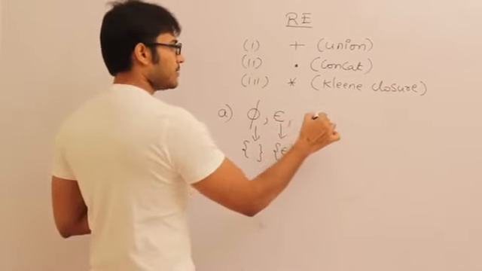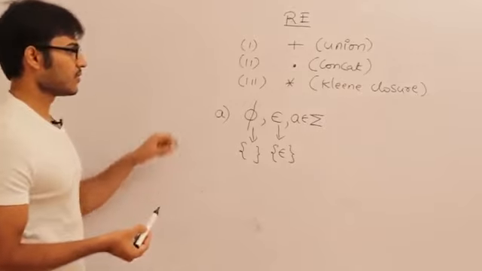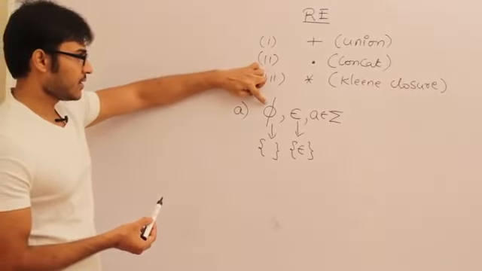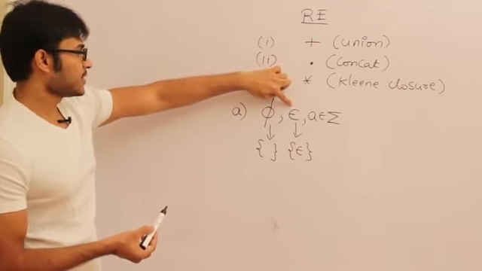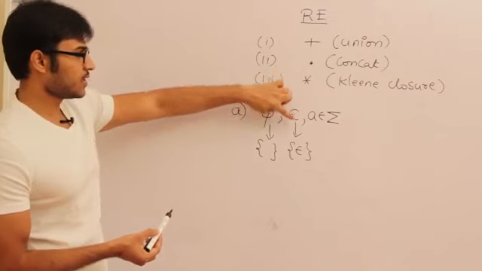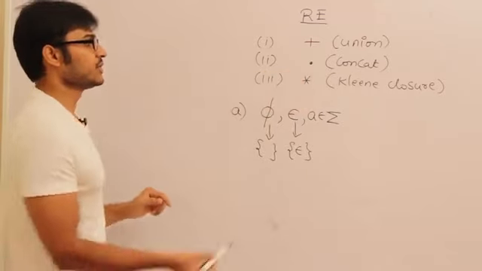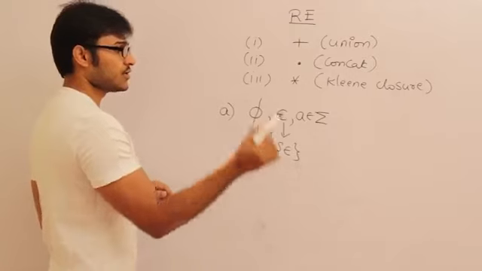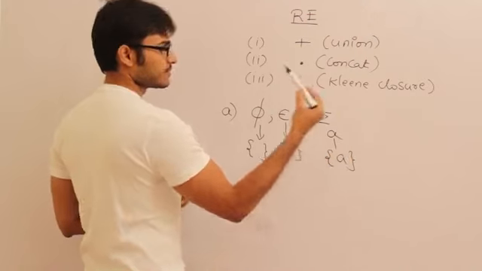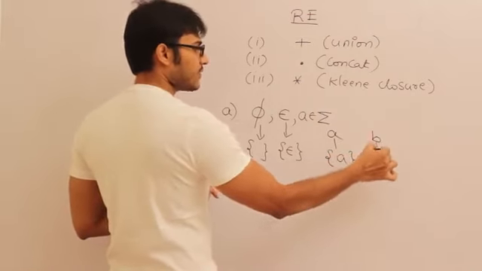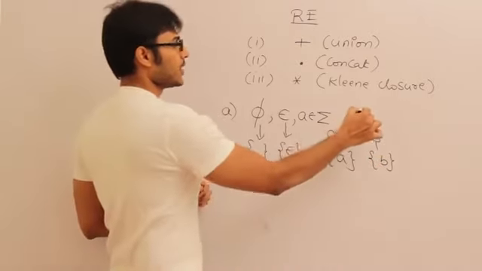and sigma. Any a which belongs to sigma is also a regular expression. So understand this: I can write phi as the regular expression, and it represents the language empty set. I can write epsilon as the regular expression, and it represents the language containing only epsilon. Any input symbol a which belongs to sigma is also a regular expression. If I write small a, it represents the language {a}. If I write small b, the language is {b}. These are also called primitive regular expressions.